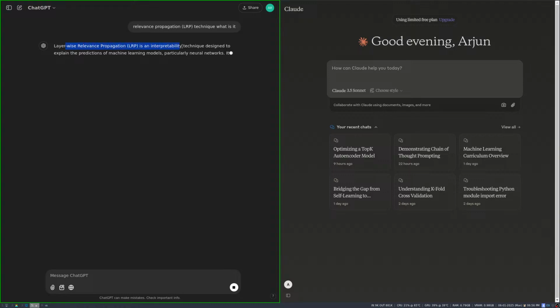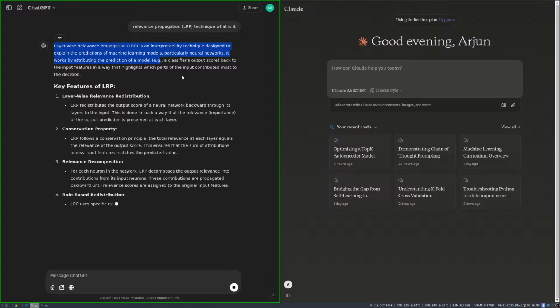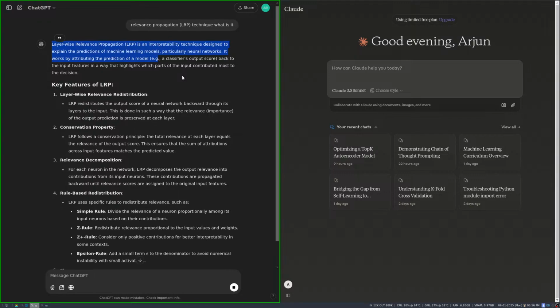Layer-wise relevance propagation is an interpretability technique designed to explain the predictions of deep learning models, particularly neural networks. Okay.